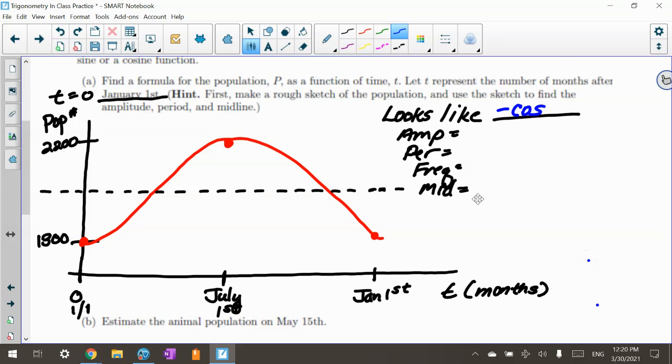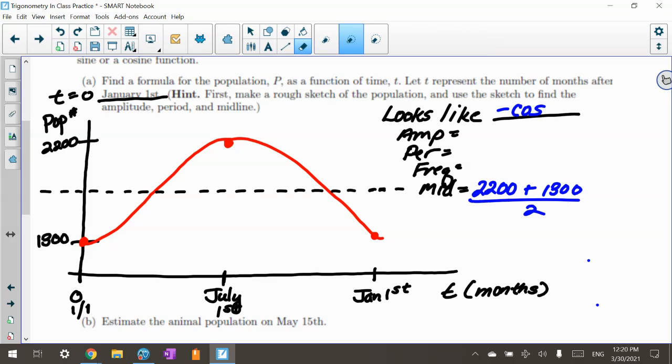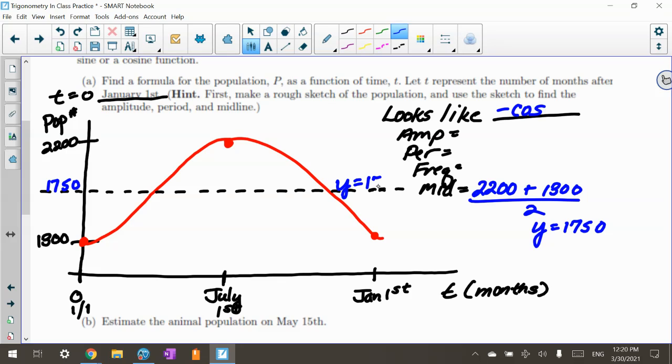Then we always go to my midline: the high, 2,200, plus the low of 1,300, divided by 2 is going to give us our midline, because we need to know. And this kind of takes the guesswork out of it. So when I do that, 2,200 plus 1,300 divided by 2 is y equals 1,750. So that's your average. So right here, this is 1,750. This is y equals 1,750.